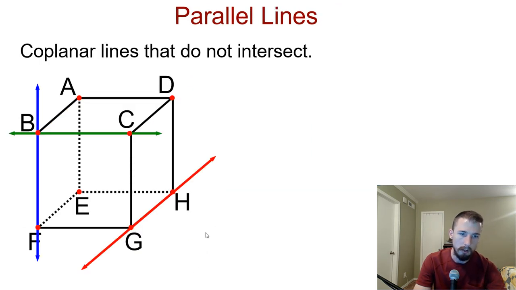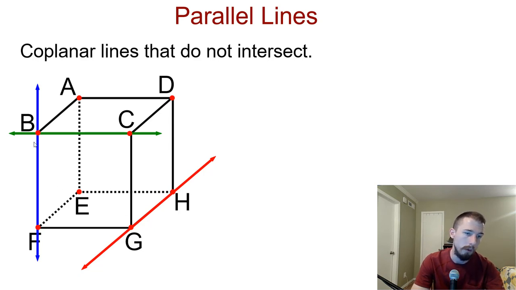All right, parallel lines. Parallel lines are coplanar lines that do not intersect. Once again, what does coplanar mean? Same plane. So two lines that are on the same plane that never intersect. So are any of these three lines parallel? No, none of those are parallel.